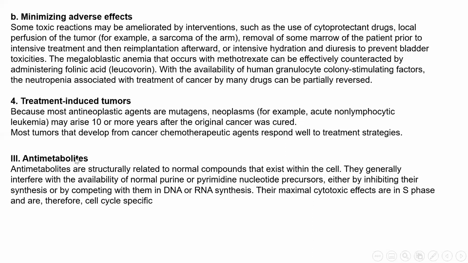Let's start with the first class of chemotherapeutic agents, the antimetabolites. Antimetabolites are structurally related to normal compounds that exist inside the cells. Drugs in this class interfere with the availability of normal purines and pyrimidines, which are building units of DNA, so they prevent DNA and RNA synthesis by reducing the availability of these building units. All of them are cell cycle specific, and they target cells in the S phase.